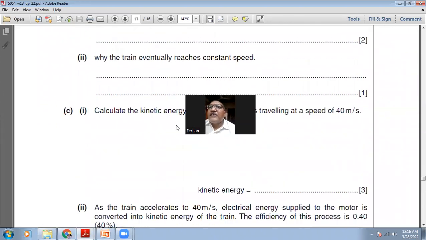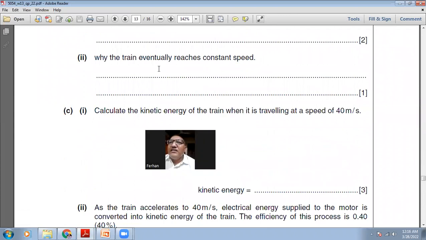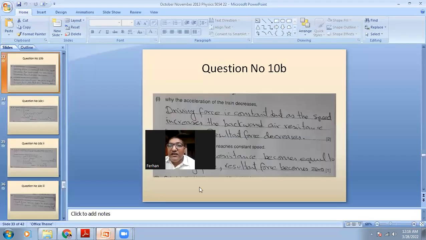Okay. The next question is why the train eventually reaches constant speed. The train will eventually reach constant speed when the air resistance increases and becomes equal to the driving force. The resultant force will become zero and the acceleration will become zero, and the train will start moving with a constant speed.